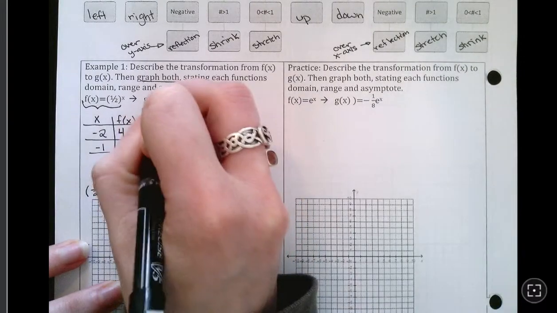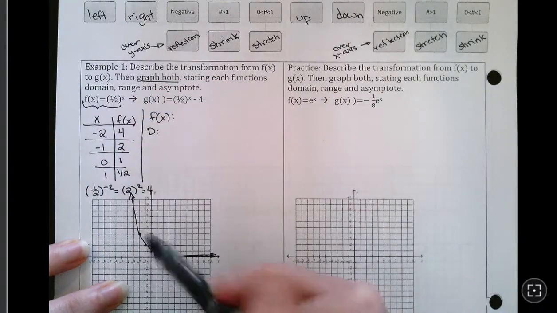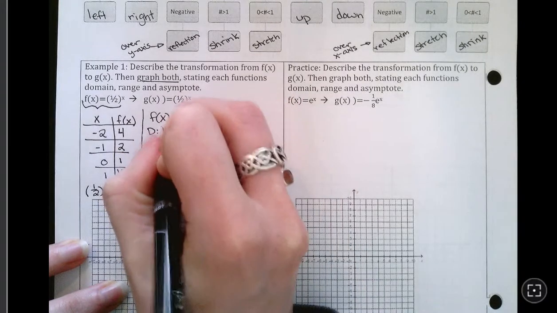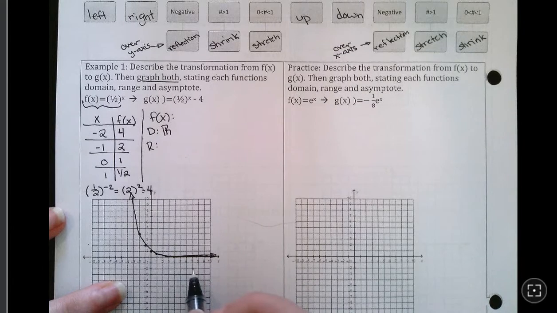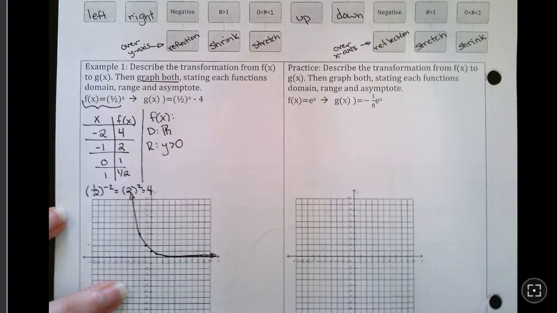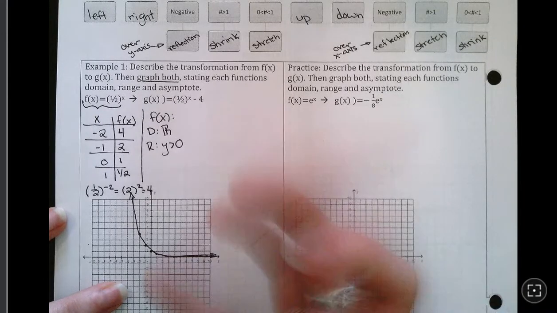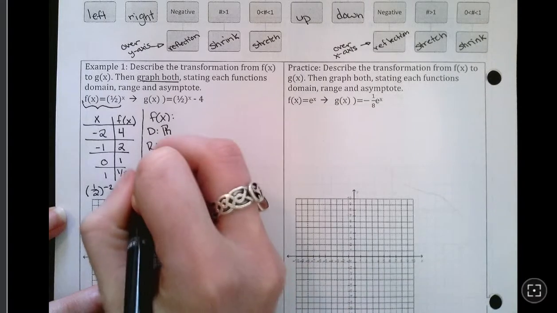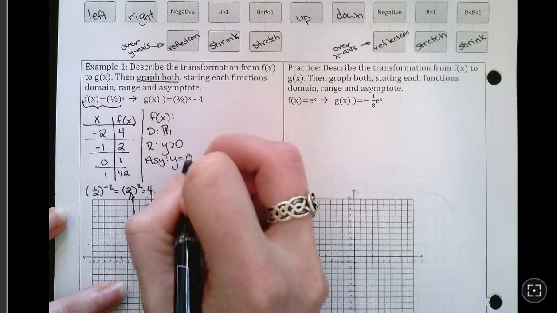So for f of x here, my domain, remember for our exponentials it's never going to change, this is going to be all real numbers. My range, well, it can't go below that asymptote that's at the y equals 0, so it's always going to be above it. Y is greater than 0. This is true for every exponential that has not been transformed. We'll talk about that more in just a second. Last thing is that asymptote. I said that earlier, y equals 0.